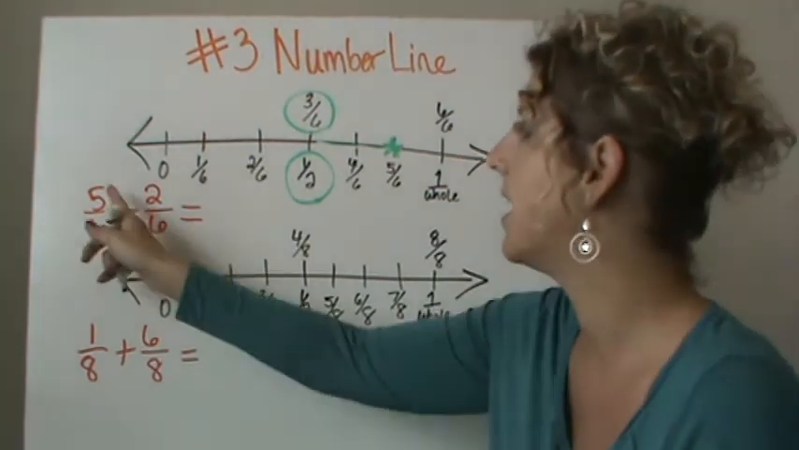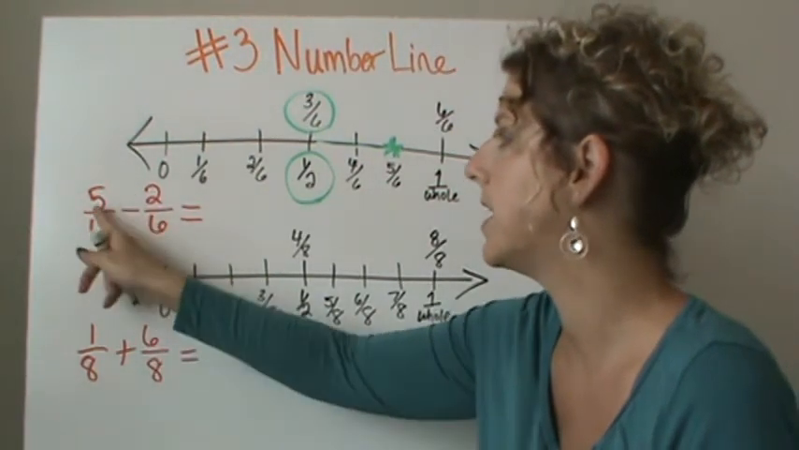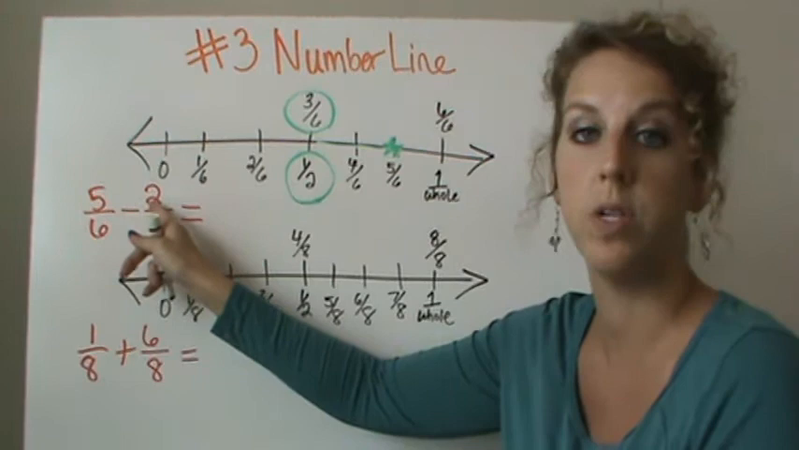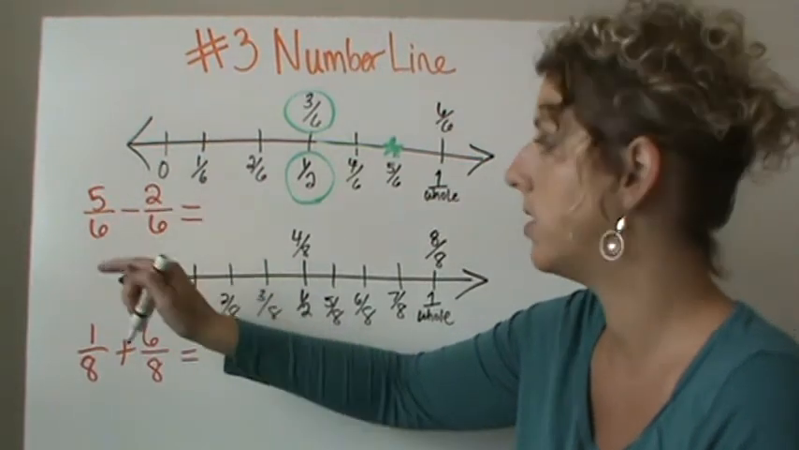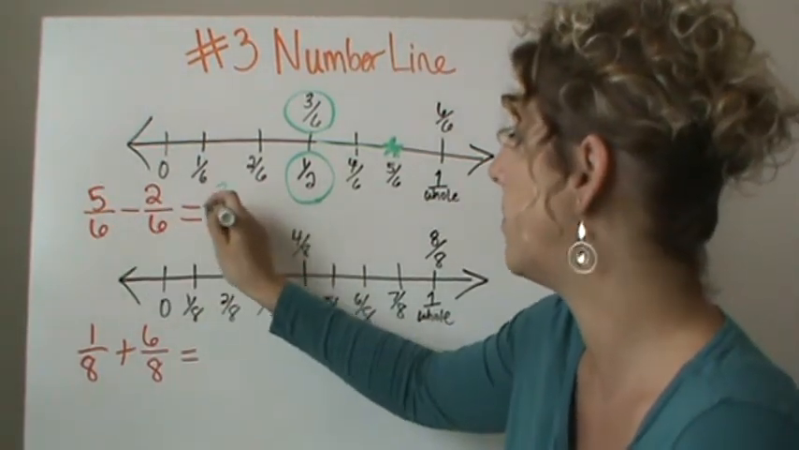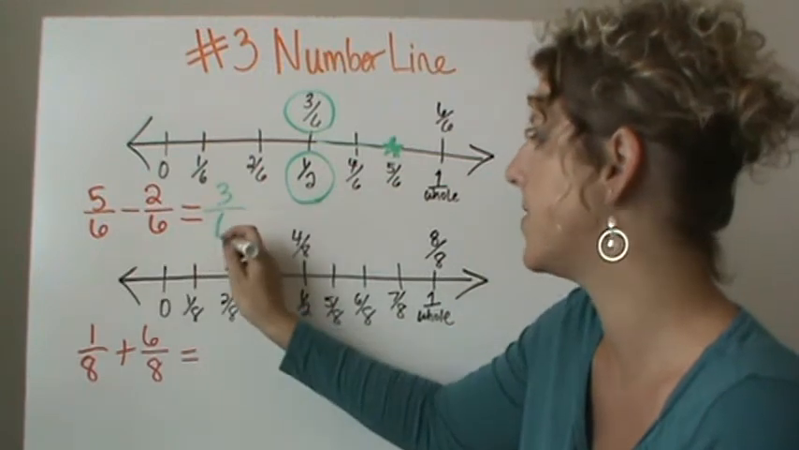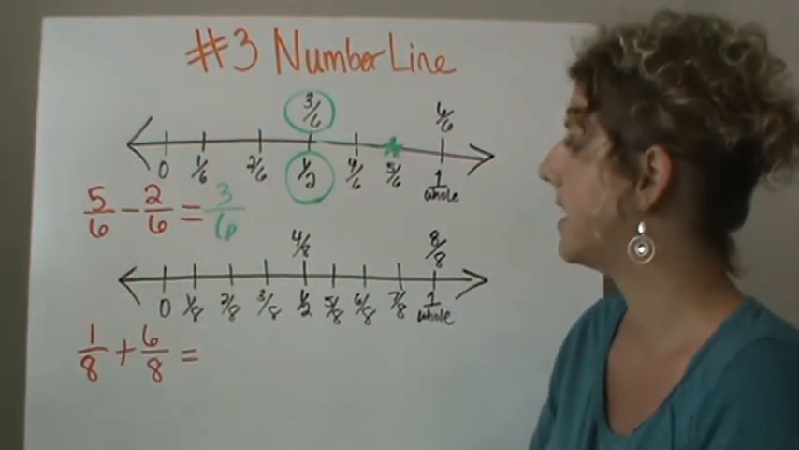And if we check it, 5/6 minus 2/6. We remember to subtract only the numerators. 5 minus 2 is 3. And keep the size the same, 3/6.